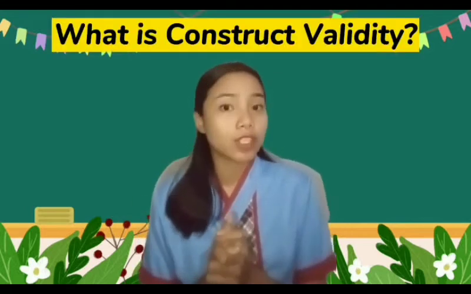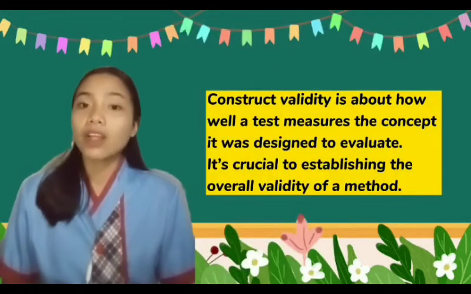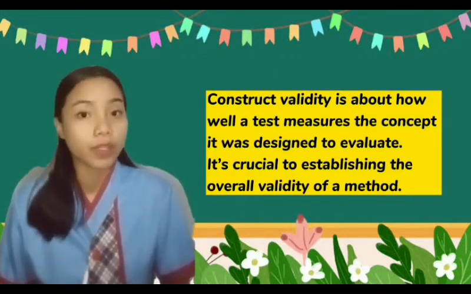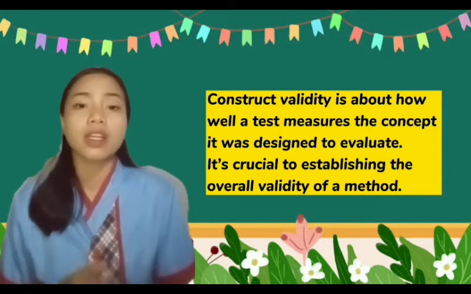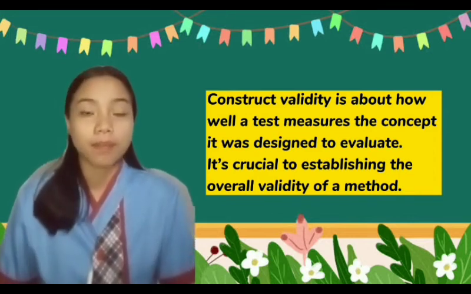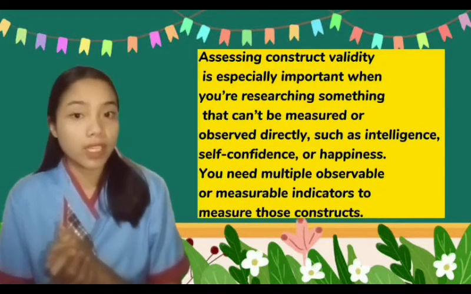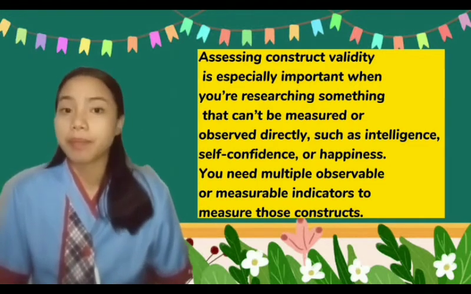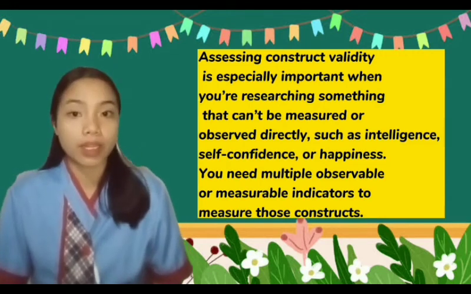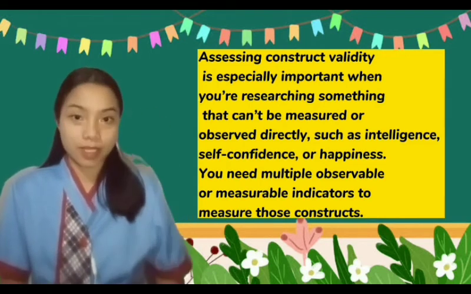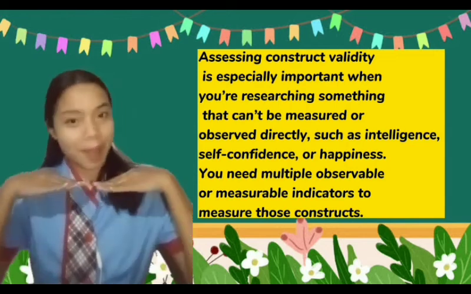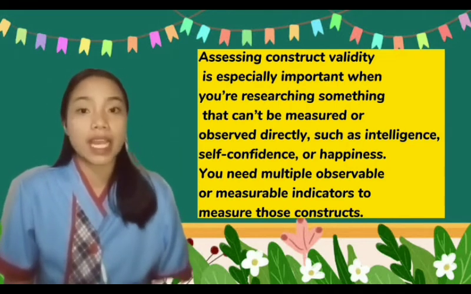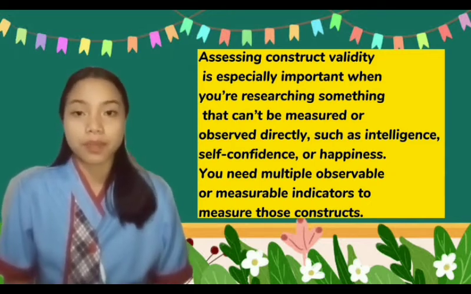So what is construct validity? Construct validity is about how well a test measures the concept it was designed to evaluate. It's crucial to establishing the overall validity of a method. Assessing construct validity is especially important when you are researching something that can't be measured or observed directly, such as intelligence, self-confidence, or happiness. You need multiple observable or measurable indicators to measure those constructs.